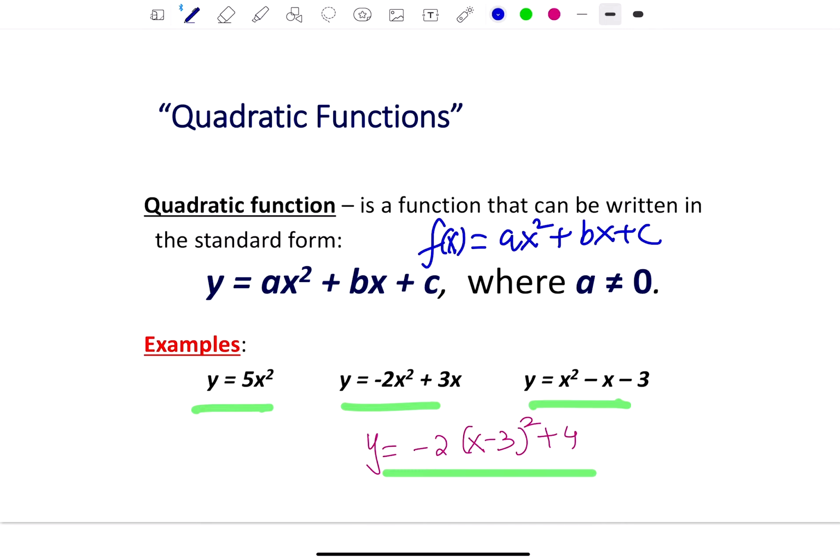This video covers graphing quadratic functions. We're going to be looking at standard form of quadratic function as well as the vertex form.